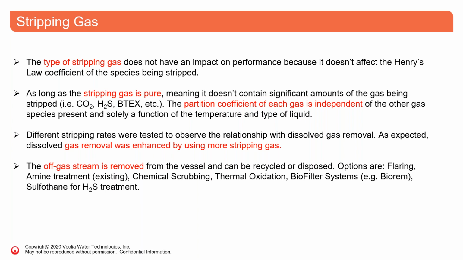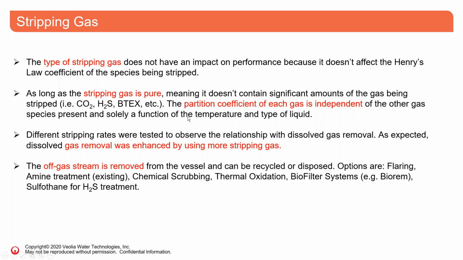Another thing to note is that the stripping gas must not contain any significant amount of contaminants that need to be removed. For example, if you're trying to remove H2S from water, don't use sour fuel gas because it contains H2S and it will affect the partial pressure of that gas. Instead, use sweet fuel gas or nitrogen or any other gas that does not have H2S. But also keep in mind not to use any gases that can cause a flammable atmosphere.